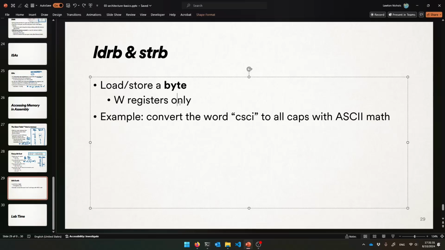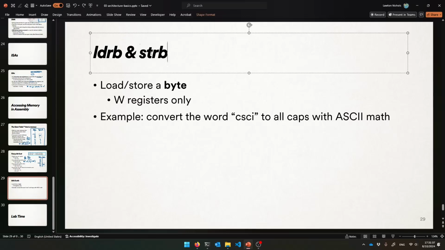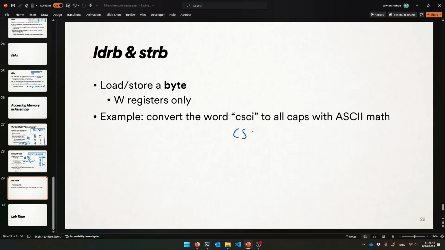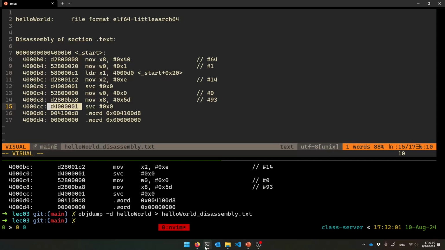Okay, an example will go a long way here. Let's use load and store byte in an example to convert the word CSCI. I'll have lowercase csci in my data section. I'll make a string that says lowercase csci, and we'll convert it to all caps CSCI, loading a byte at a time and doing some math. All right, let's get that set up, and then I'll show you what I mean. I'll make a program called all caps.